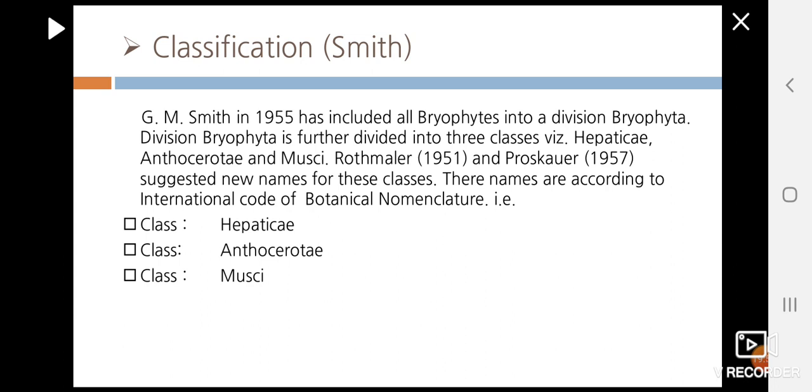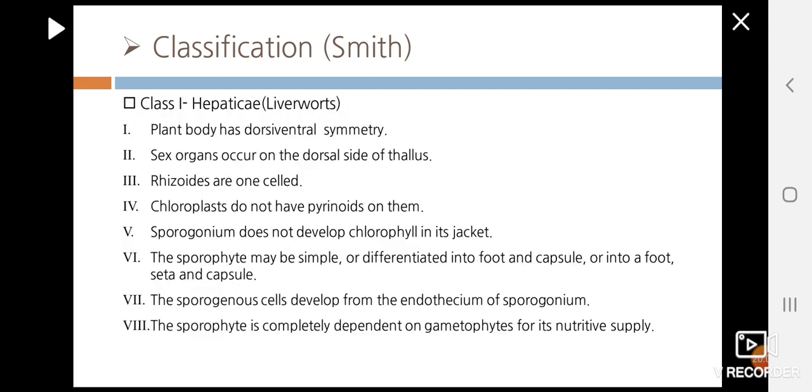G.M. Smith in 1955 divided bryophytes into three classes: Hepaticae, Anthocerotae, and Musci. So these are the three classes. Now we'll discuss the characters of these three classes.